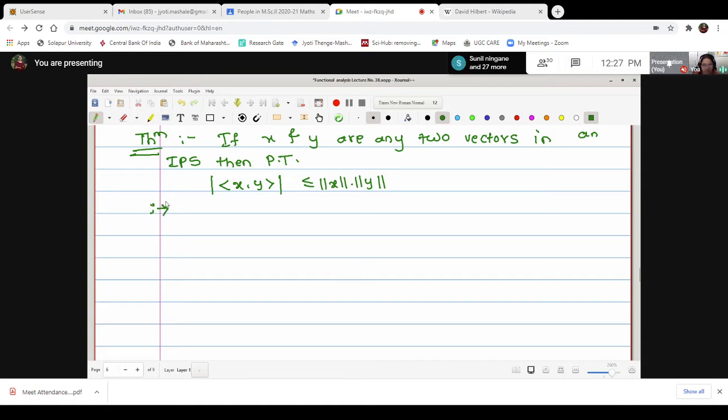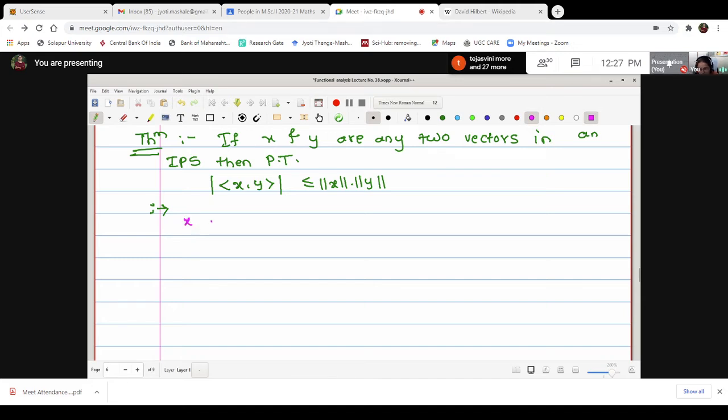Actually, we are proving this by considering two cases. The first case we will consider is y equal to 0. The second case is y not equal to 0. Now one may ask why only these two possibilities, because we are dealing with two different vectors x and y. I will just change the color of my pen to discuss this point. In the proof we are discussing only two cases, y equal to 0 and y not equal to 0.